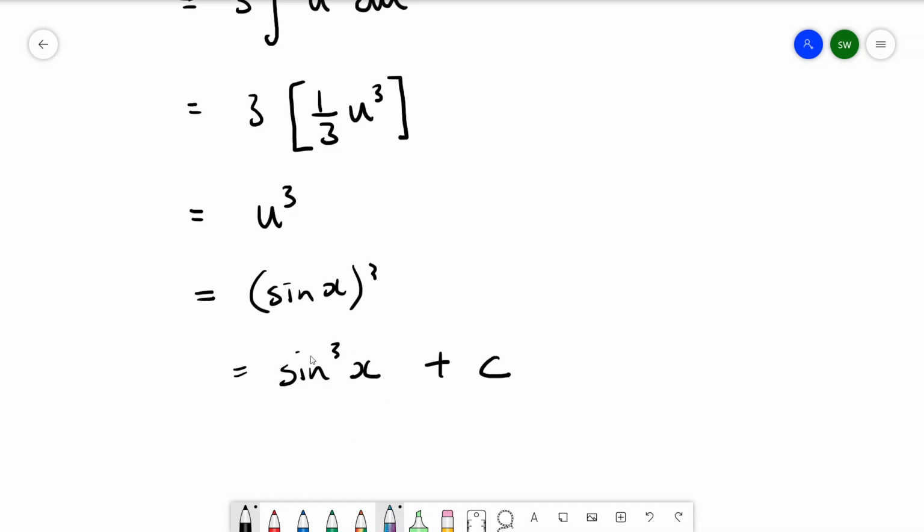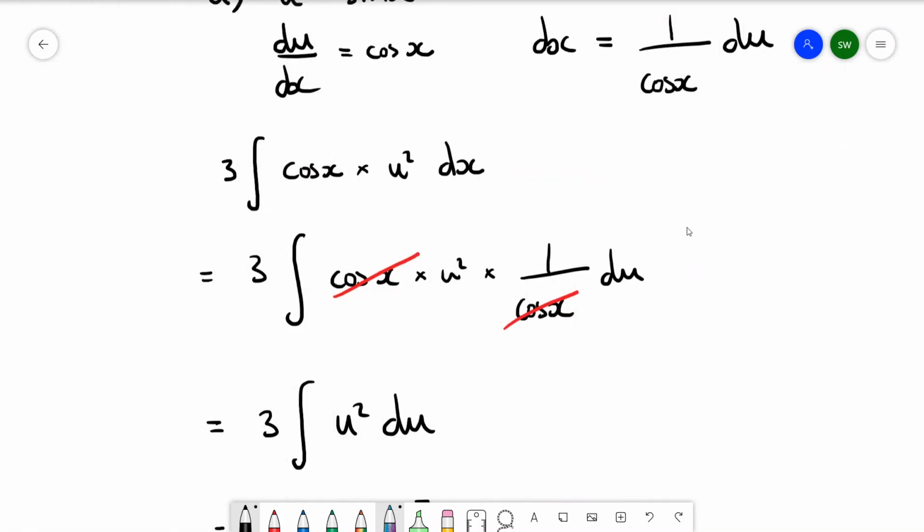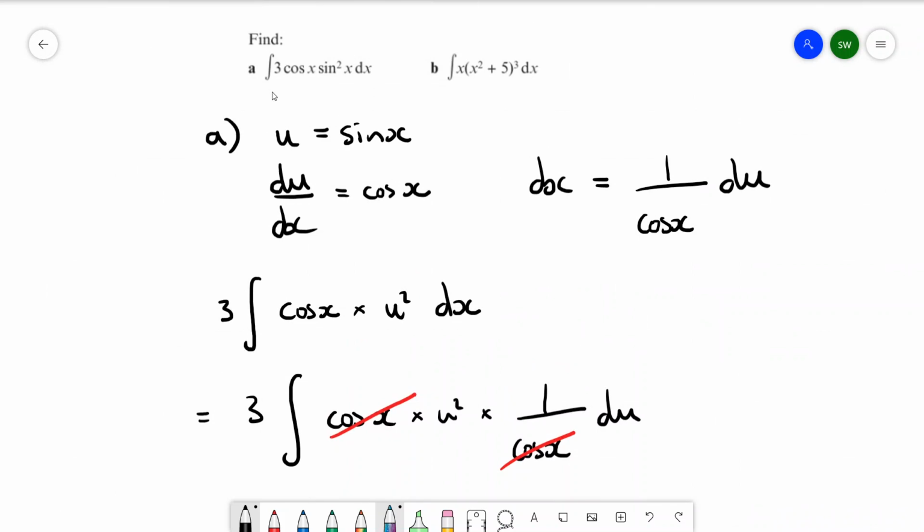And you can check that this is right. If you differentiate sine cubed x, you will get the function that we started with that we integrated. So it's a good idea to check at the end.